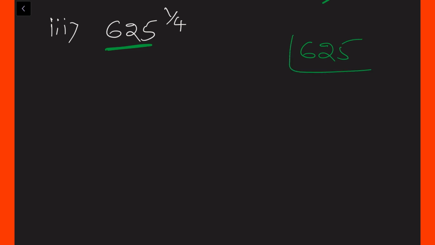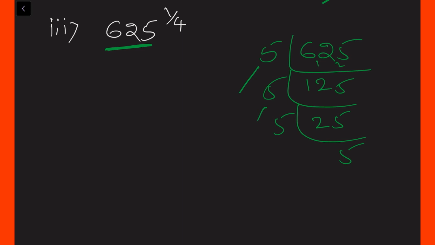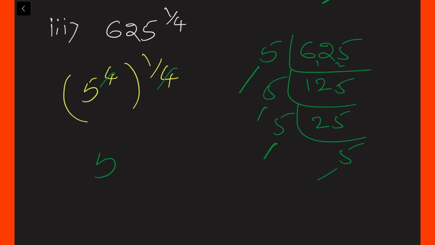Last digit is 5, so it will come in the 5 table. 5 ones are 5, 1 remains 12, it will become 5 2s are 10, 2 remains, 5 5s are 25. 5 2s are, 5 5s are, 5 5s are. So 5 is there 1 2 3 4 times. So 625 can be written as 5 power 4. Already power 1 by 4 is there. Here 4 will get cancelled, so we remain with 5 power 1, that is nothing but 5.